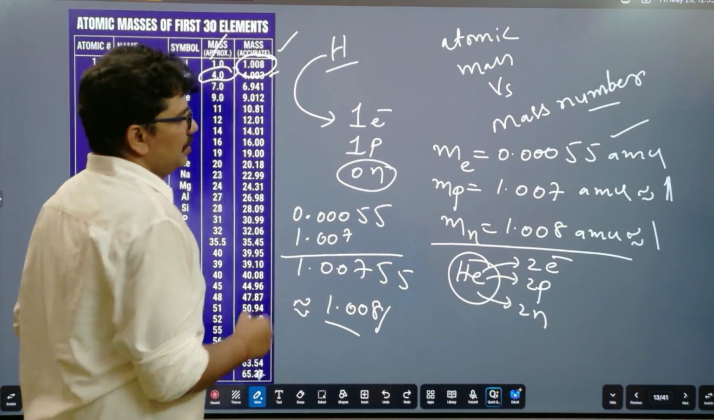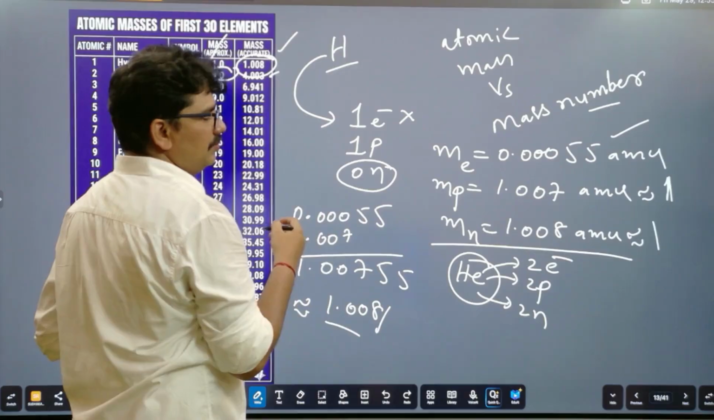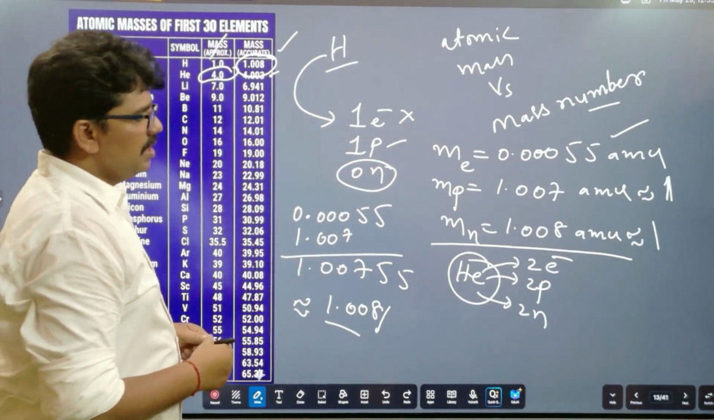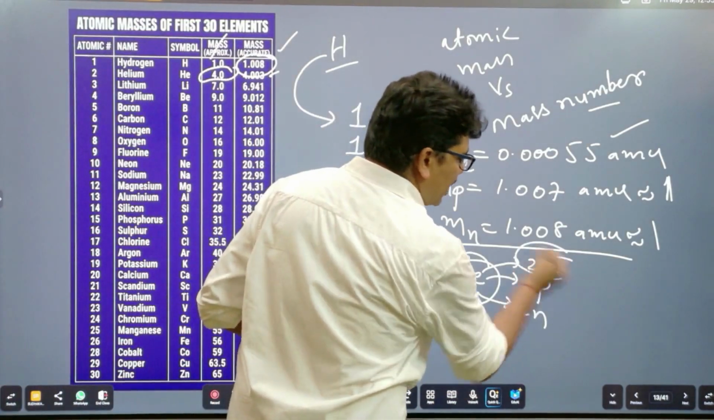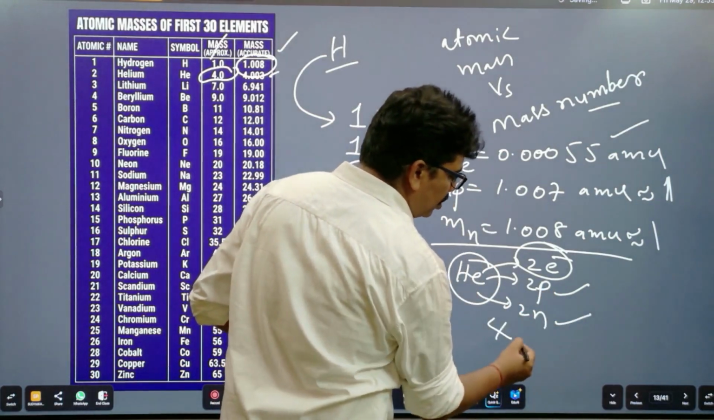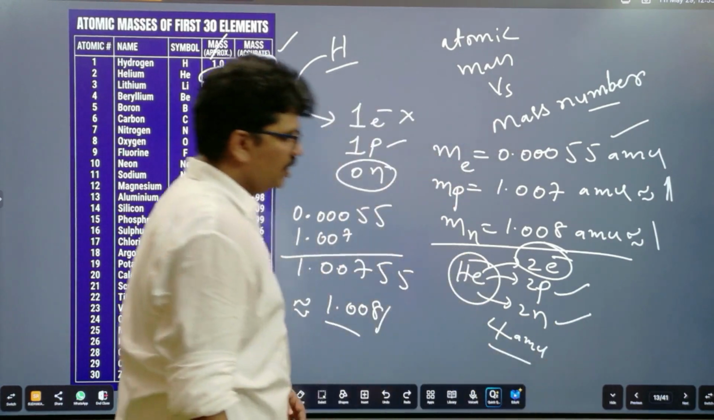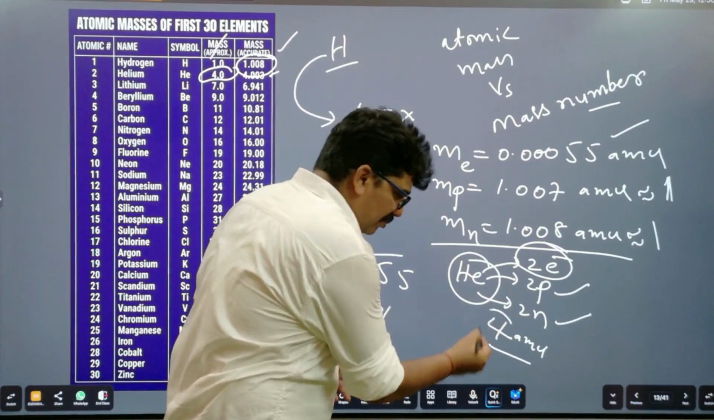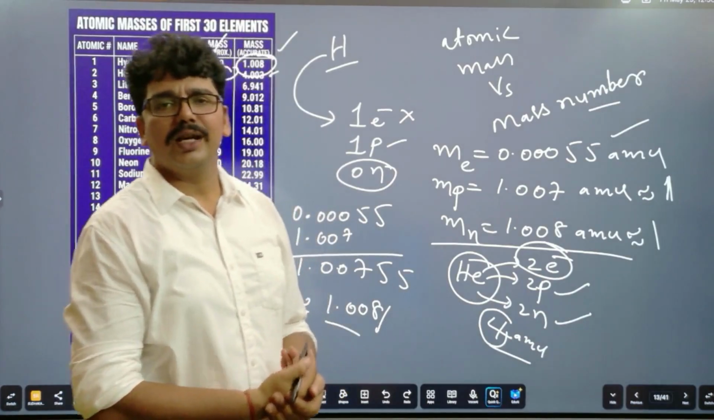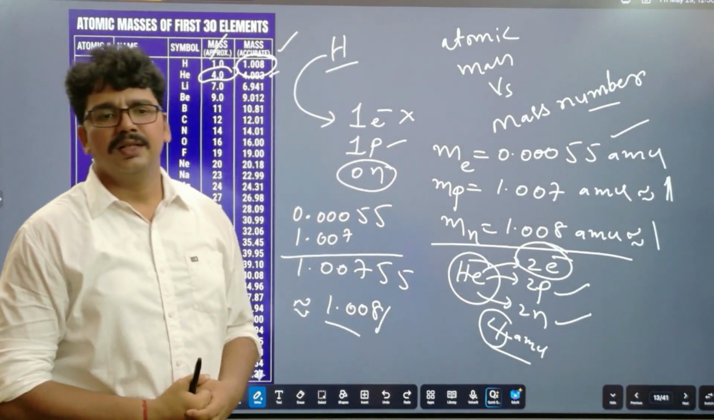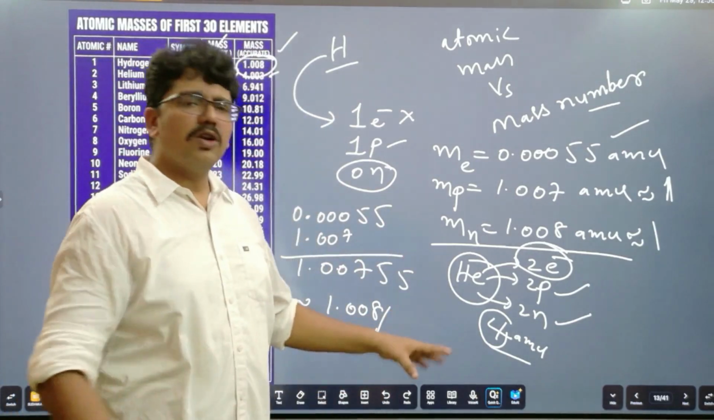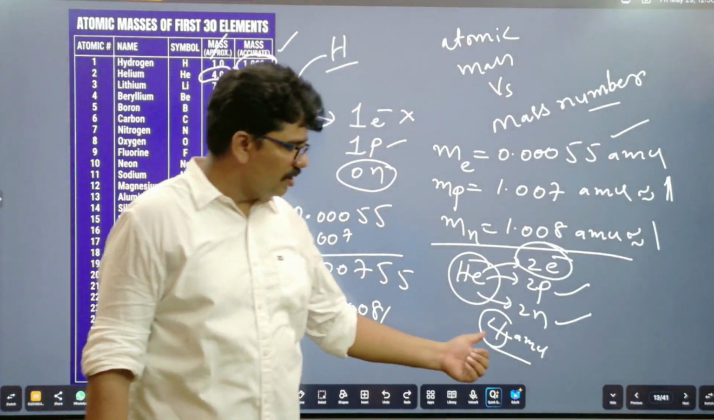So in hydrogen, electrons are negligible, don't count. Neutrons are not there, only 1 proton, 1 AMU. In helium, electrons are not considered. We have 2 protons and 2 neutrons, 2 AMU plus 2 AMU, total 4 AMU. This number is the mass number. We take it as atomic mass also, because it will not have fractions. Except for elements with isotopes, in all remaining cases there won't be any fractions. I hope it is clear.